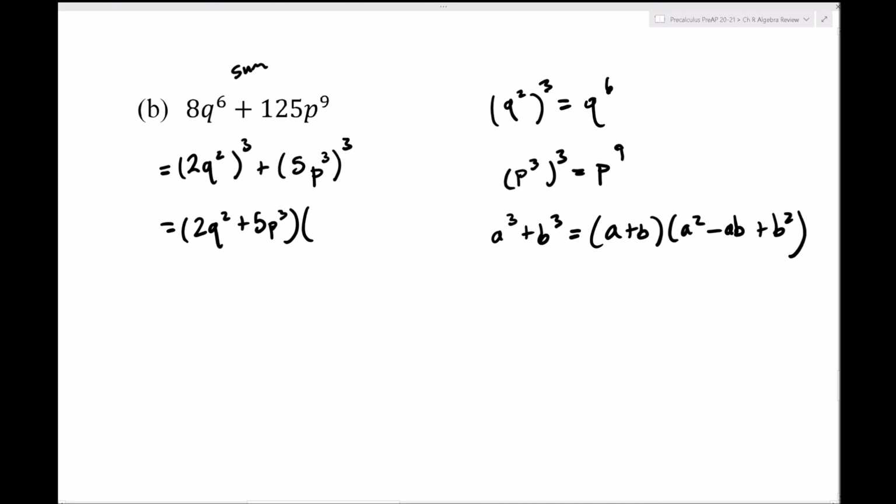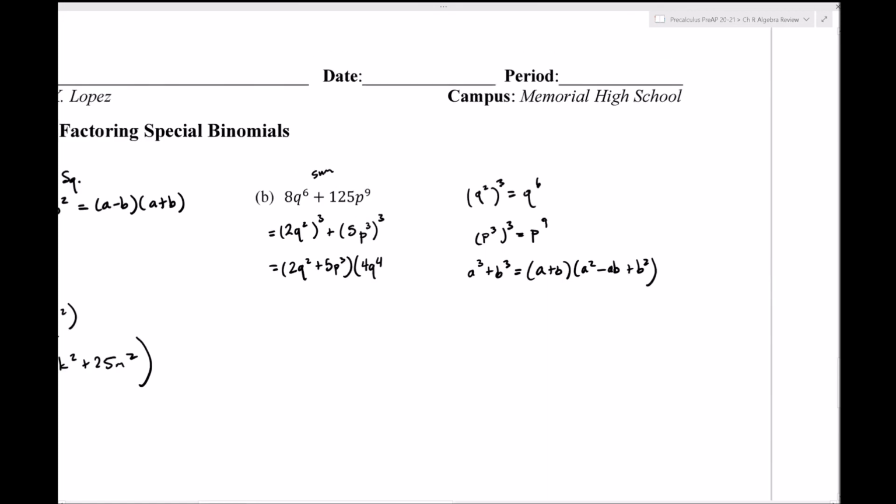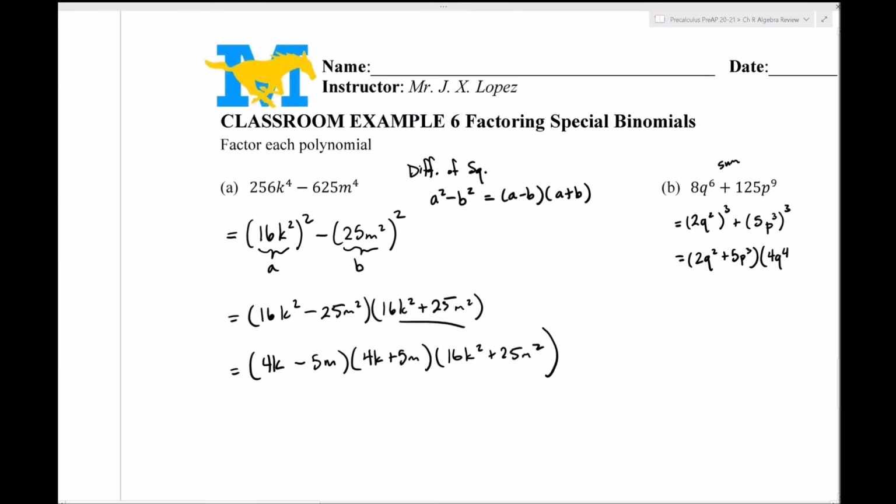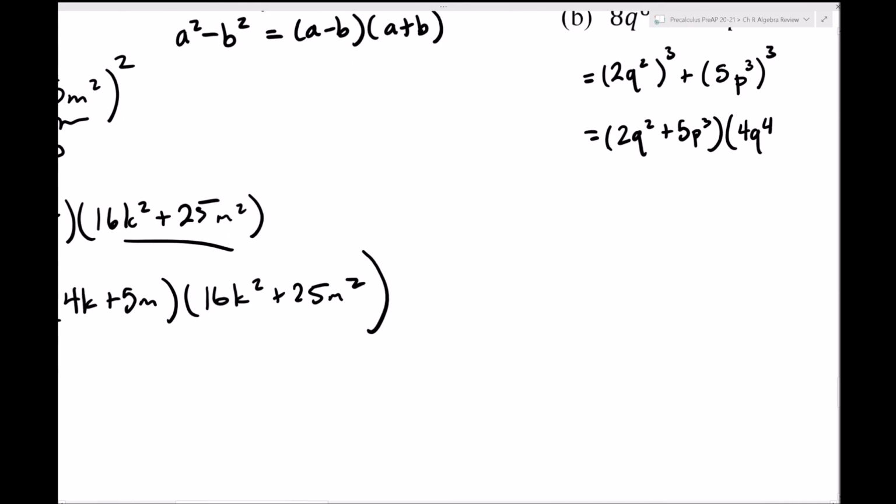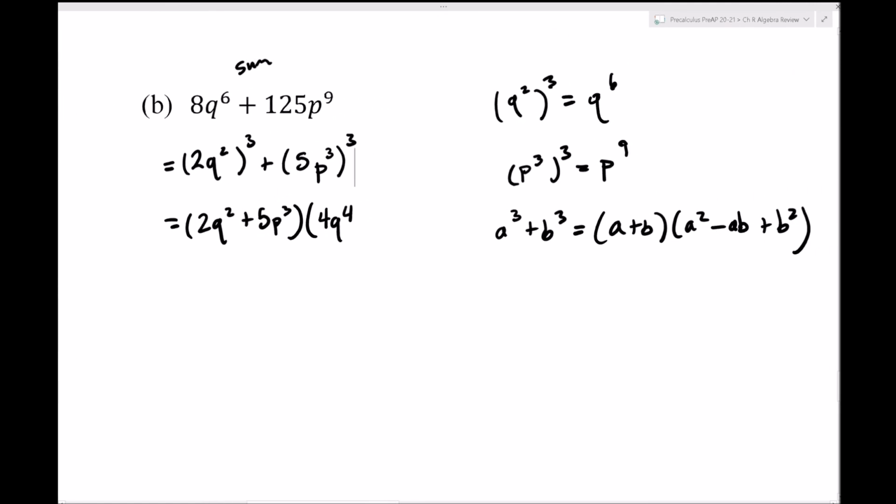The next step, we square a. So a is 2q squared, and we have to square that. 4q to the fourth, plus a times b. Let me zoom in. I accidentally zoomed out. So then minus, in this case, you multiply a and b. So that's going to be minus 10, because 2 times 5 is 10, q squared p cubed.